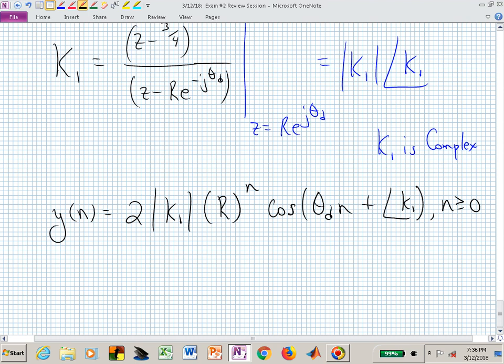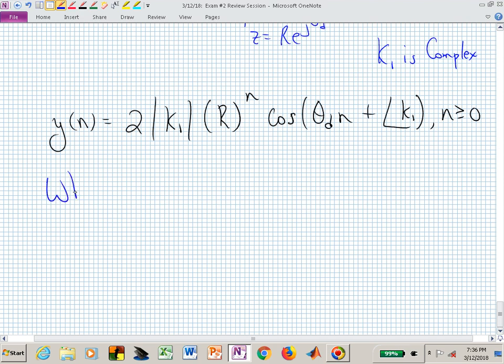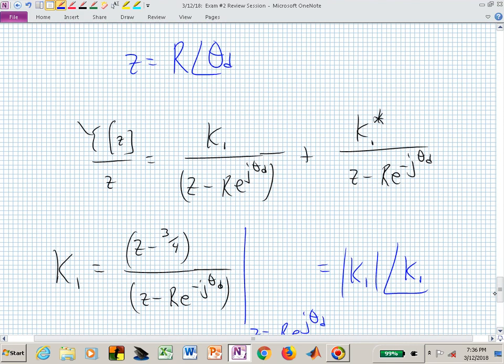Do I need to justify where that comes from? Do we need our 2-year-old hat, or can I move on? Let me put the 2-year-old hat on, just because it takes 3 minutes, and it's 3 minutes that hopefully is well worth it. Justifying where this comes from if Y of Z is equal to this, K1 is complex.